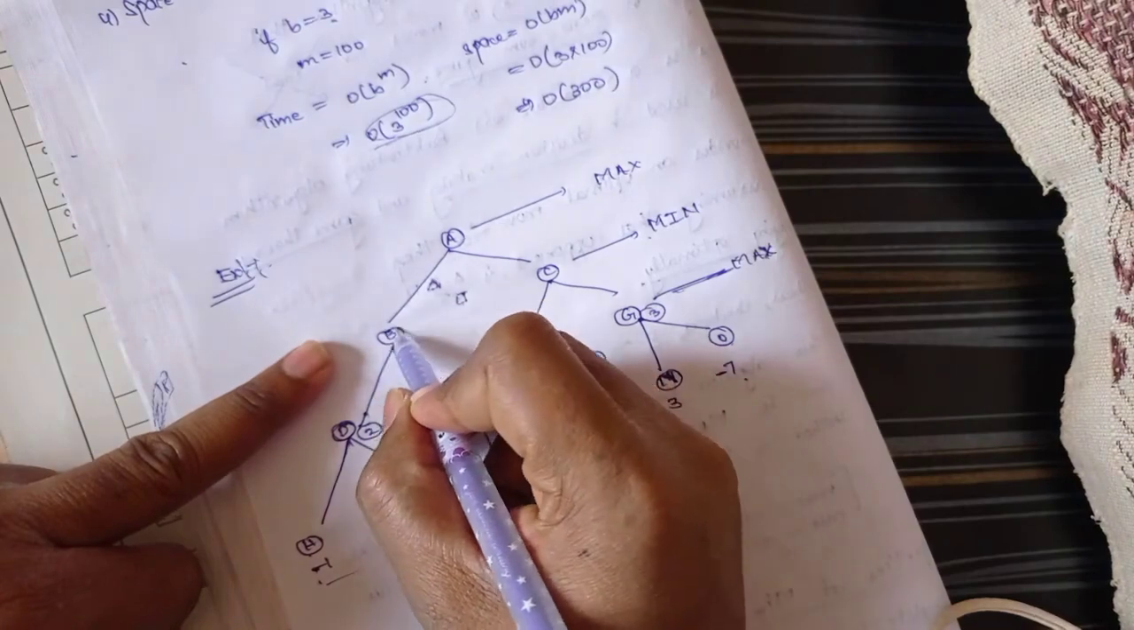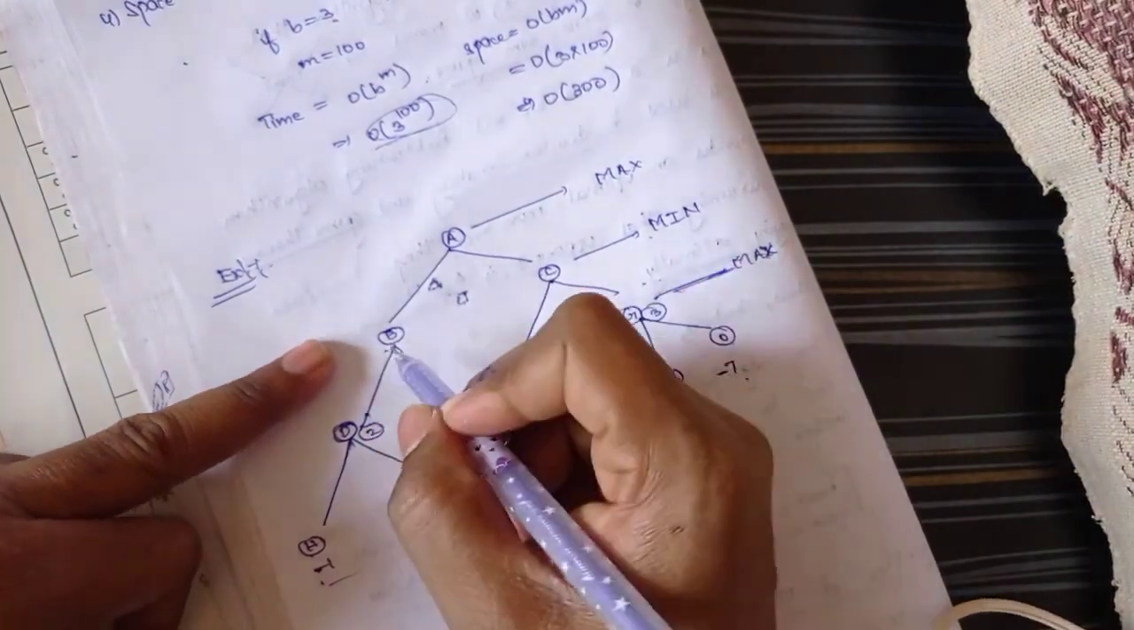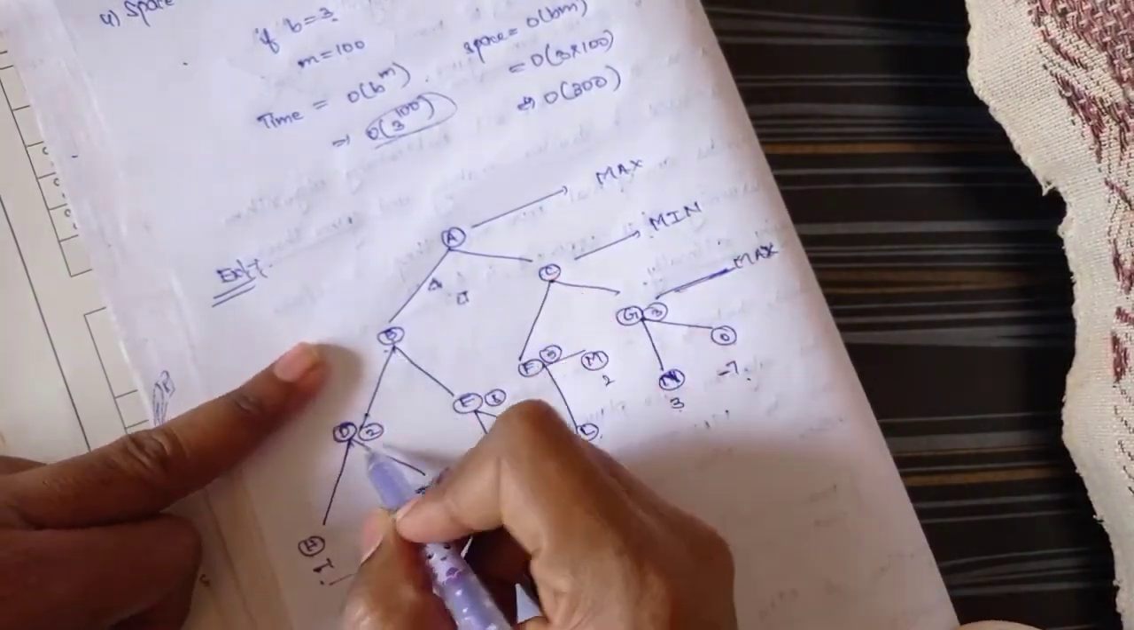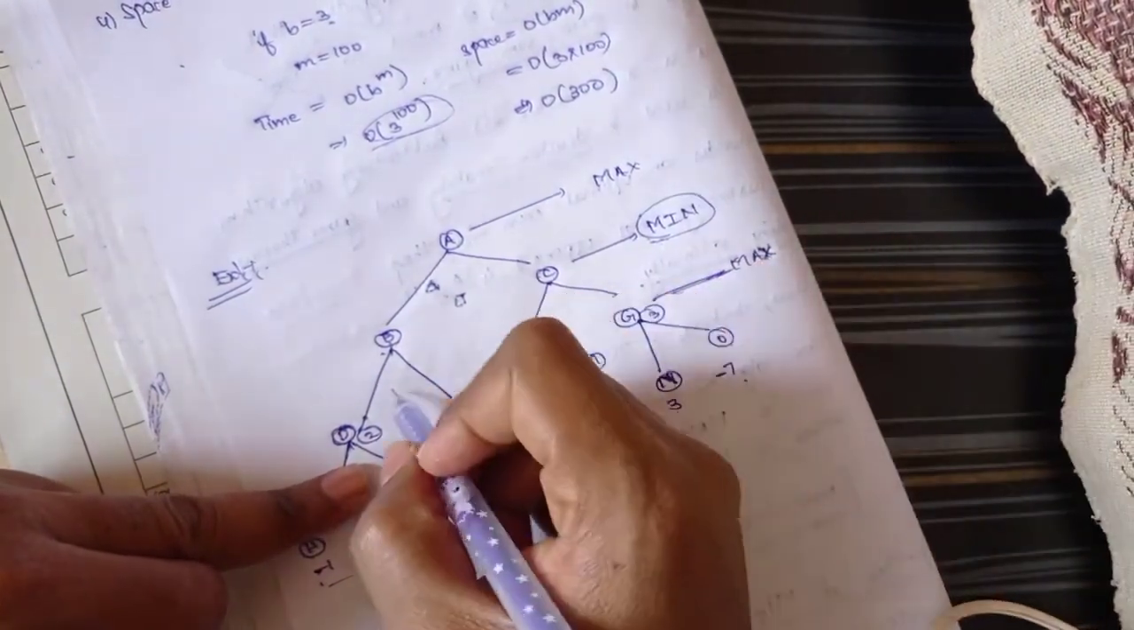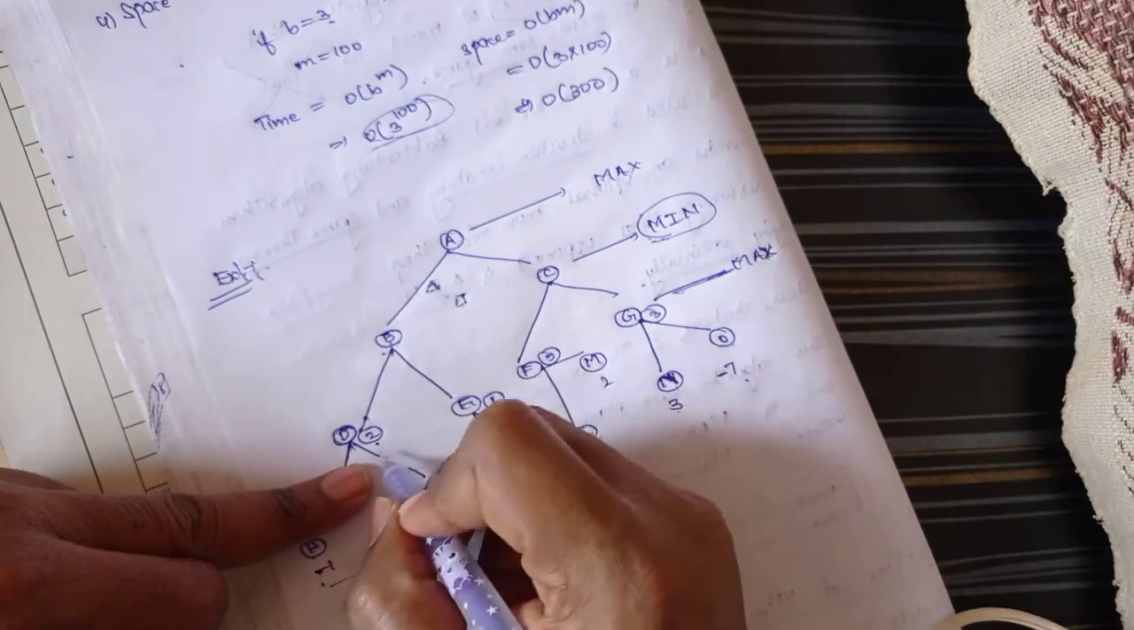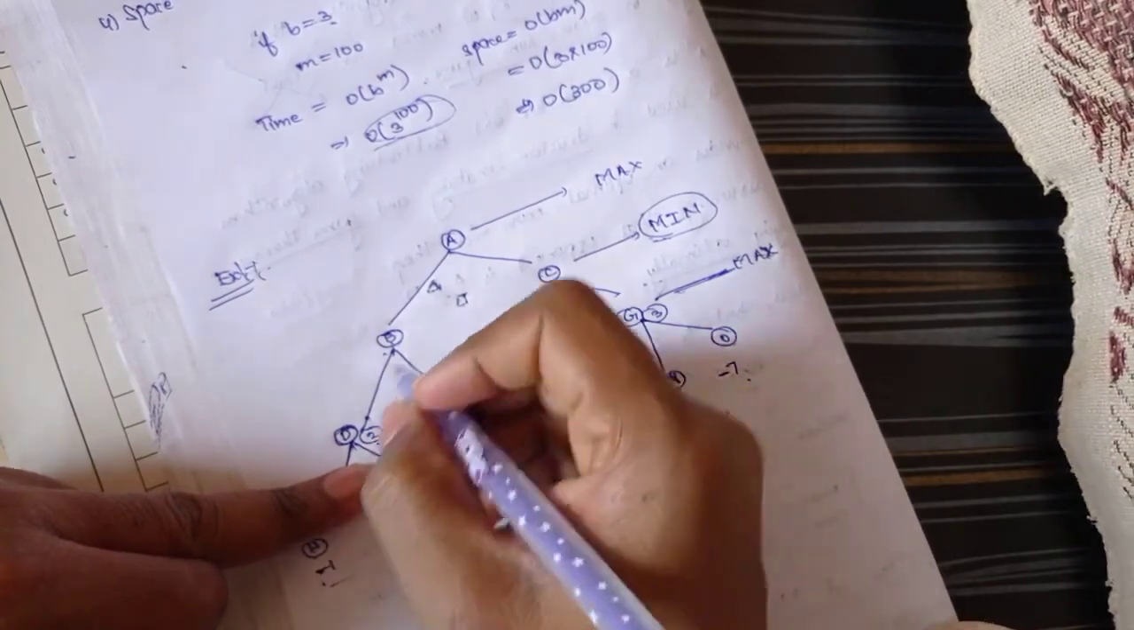So we have two branches, that is B and C. So coming to B, it has two branches, that is D as well as E. So what we have to select is only the minimum value. So for selecting the minimum value from 2 and 8, what is the minimum value? It is 2. So the minimum value is 2.